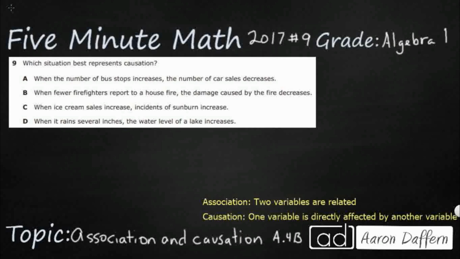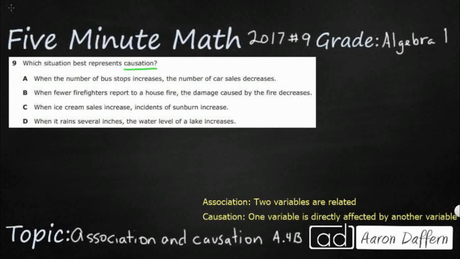So, we need to find which situation best represents causation. Now, there's no definition given to us on the mathematics chart or any reference material, so we need to go into the STAAR test knowing the difference between association and causation. So I've put the two definitions down here at the bottom of the screen.